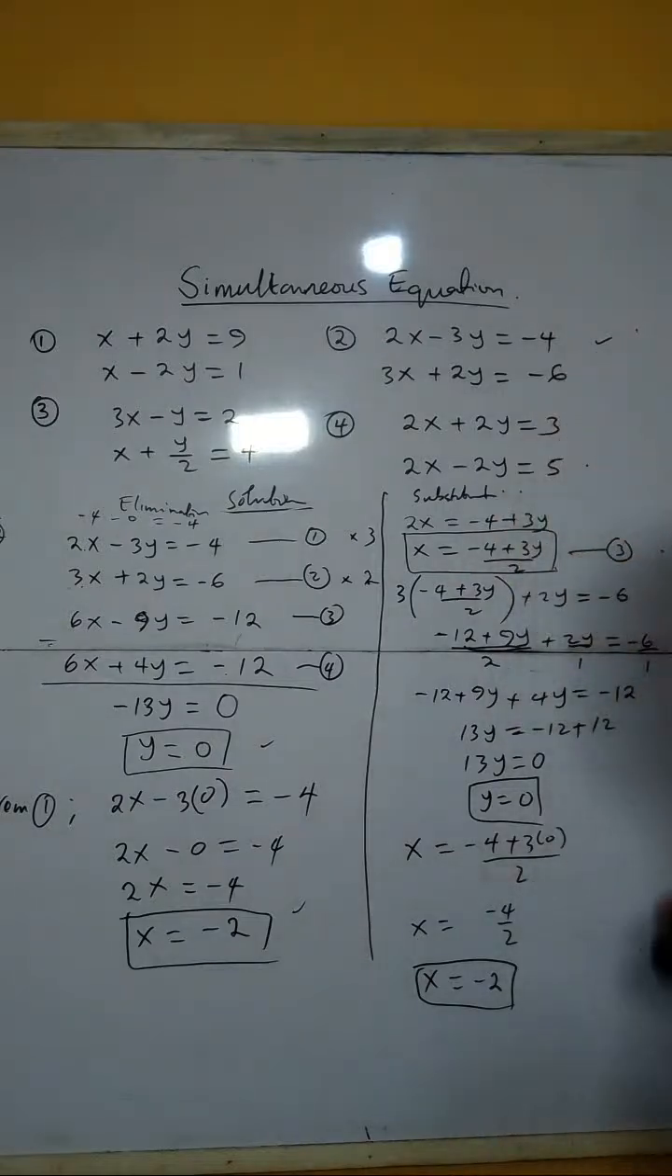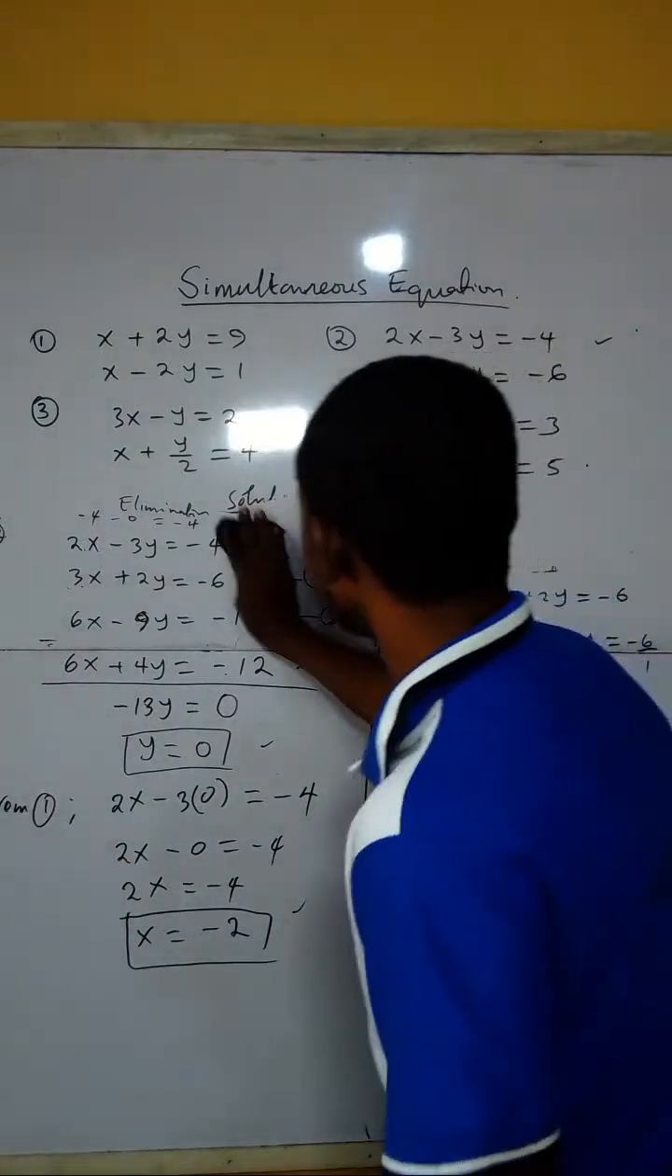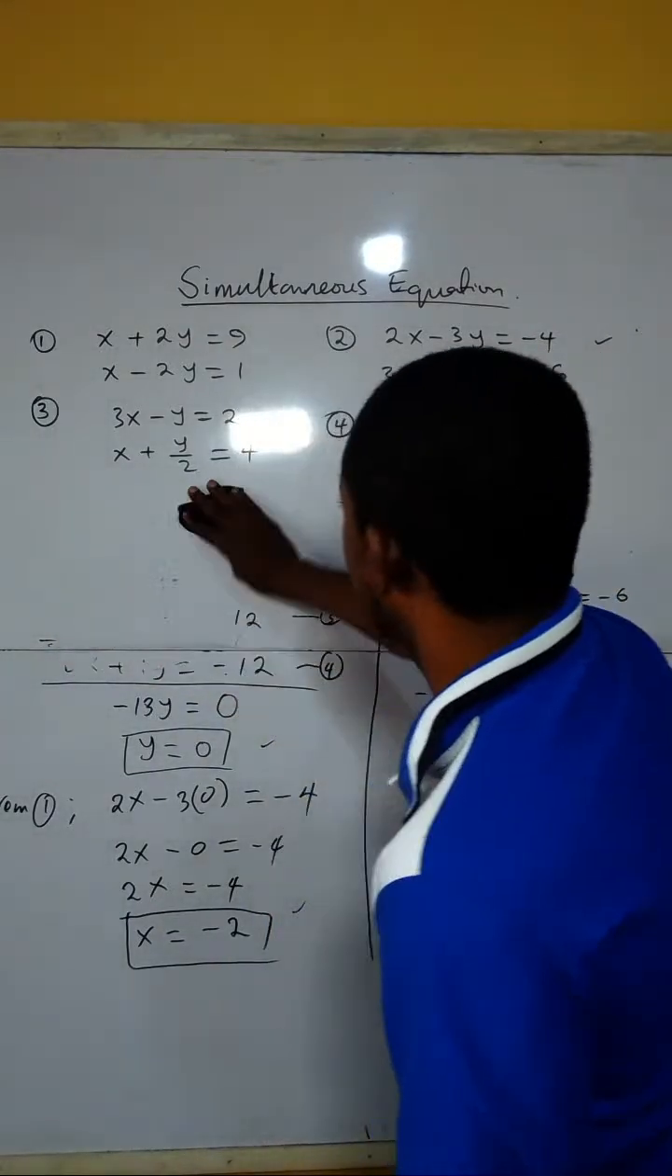Now let's look at number 3. Also from here, what is given there?